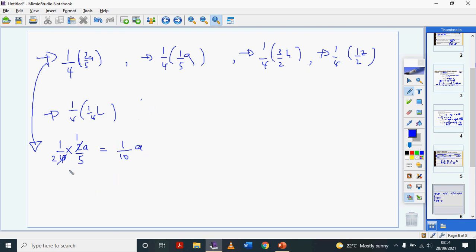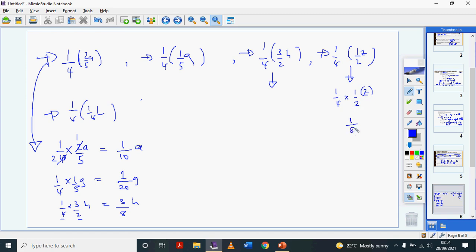And the second one, 1 out of 4 times 1 out of 5G, that's the same thing as 1 out of 20G. 1 out of 4, the third one, times 3 out of 2H is the same thing as 3 out of 8H, because 4 times 2 is 8. And this one, oh wait, I did that one. This one is 1 out of 4 times 1 out of 2, Z. That's the same thing as 1 out of 8, Z. Boom. And then finally, 1 out of 4 times 1 out of 4, L, is the same thing as 1 out of 16, L.